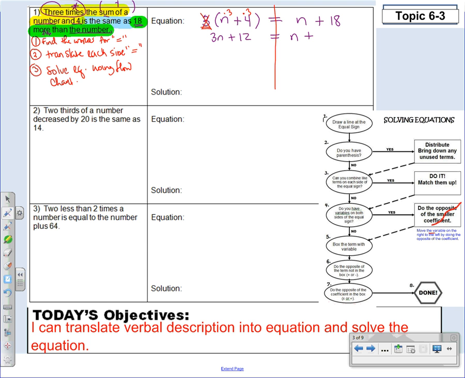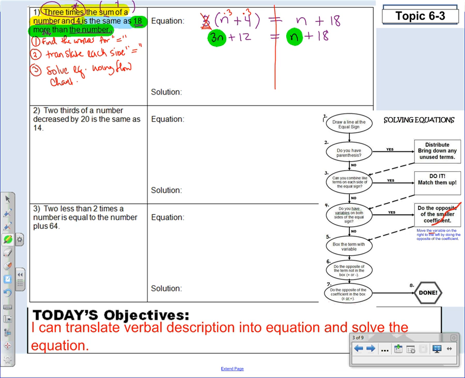I still have my right-hand side. We didn't change anything. Can we combine like terms on each side of the equal sign? No, I cannot combine my n's with numbers. Number 4, do I have variables on both sides? Yes, I do. I have a 3n on the left and an n on the right.